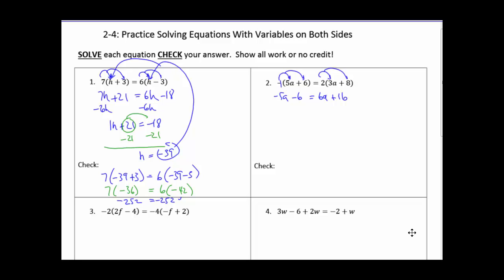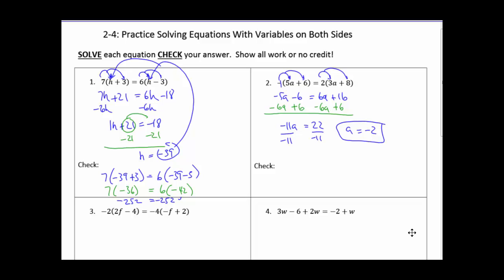Let's again move the a's to the left, and then move the numbers to the right. So we're going to subtract 6a, but we're going to add 6. Subtract 6a, we're going to get negative 11a is equal to 22. Divide by negative 11, and a should be equal to negative 2.